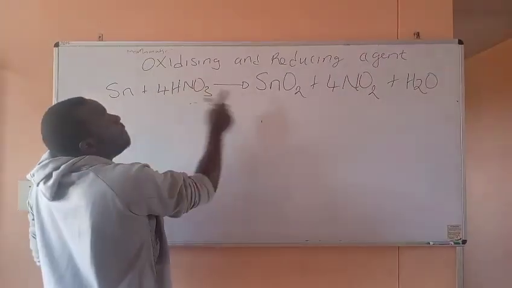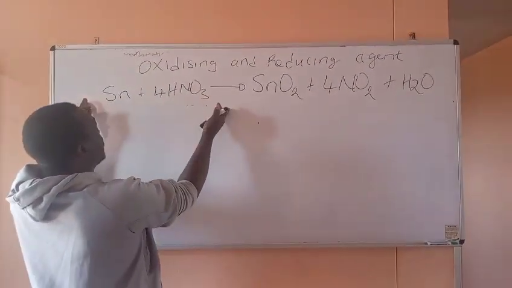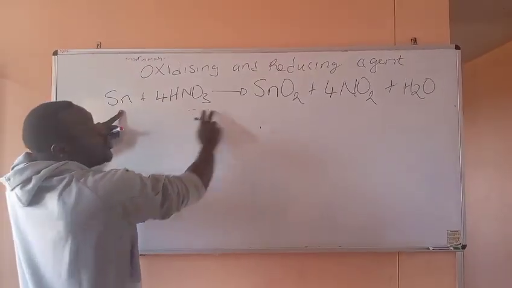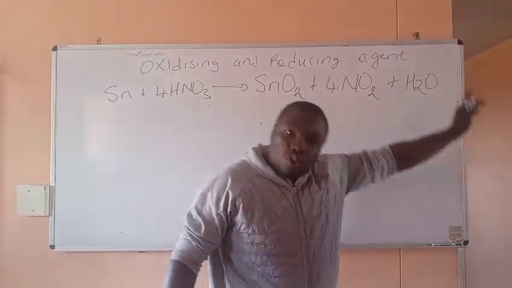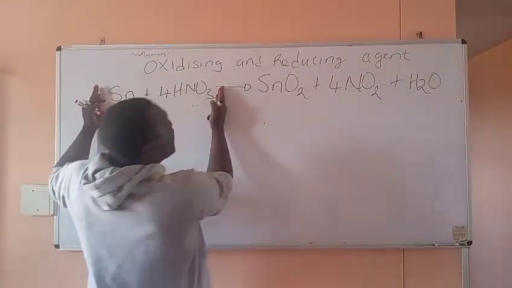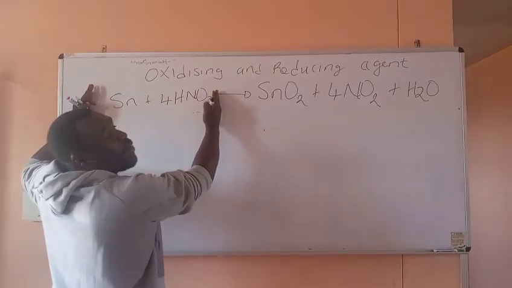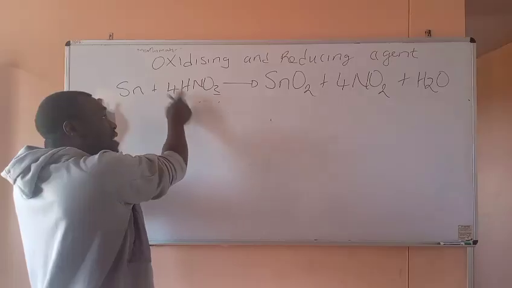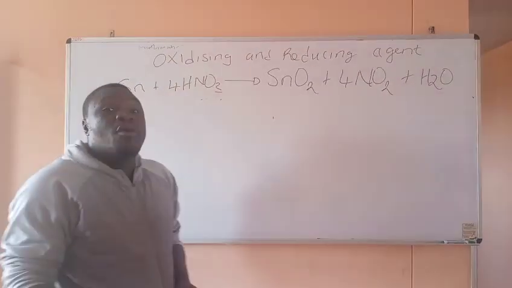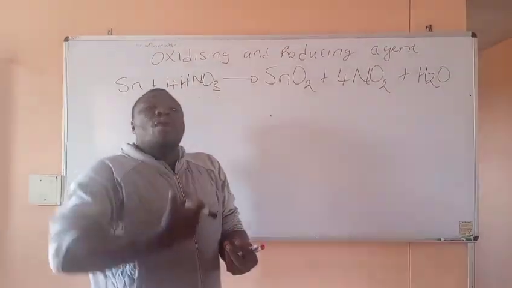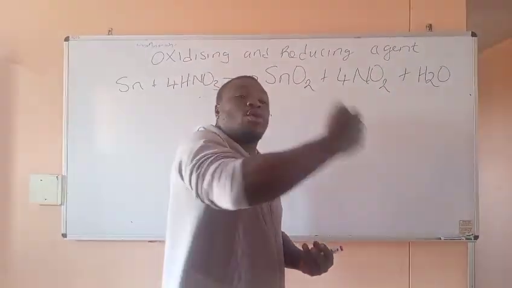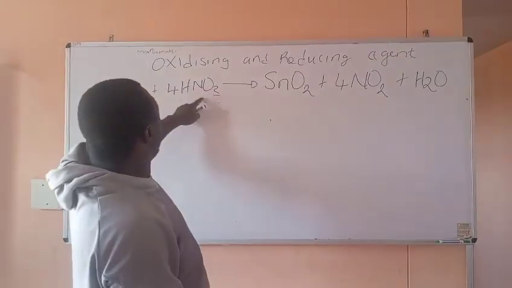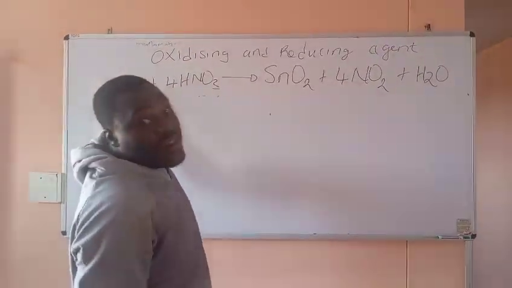So, take a reaction of this nature: tin reacting with nitric acid to give tin oxide plus nitrogen oxide and water. Now let's look at the reactants, which is the left hand side of our reaction. One of them is being oxidized and one of them is being reduced. When we get to oxidation, we will identify who is an oxidizing agent and who is a reducing agent. And remember, the answers for oxidizing and reducing agent must come from the reactant side.